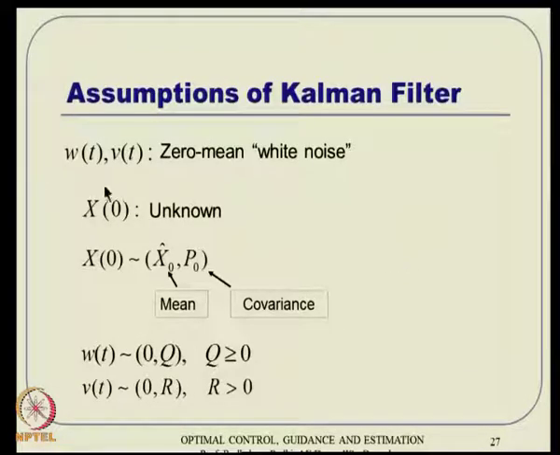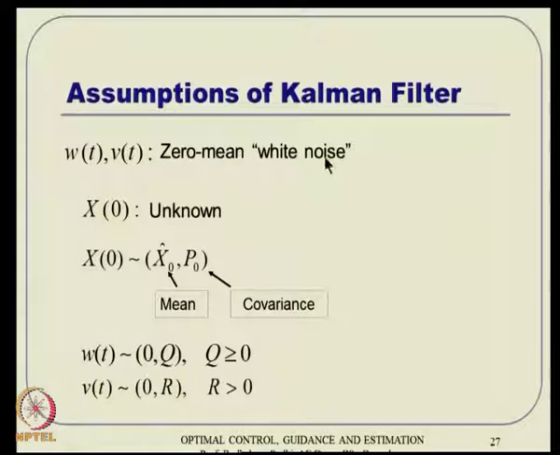Now, what you are assuming is W and V have to be zero mean white noise. What it means to be white is that the autocorrelation function is a delta function, and I will talk about that in more detail in the next class. Essentially, W of t1 times W of t2 turns out to be 0, and V of t1 times V of t2 also turns out to be 0, unless t1 is equal to t2. So, if you talk about the same time instant, then this autocorrelation has some value, otherwise not.